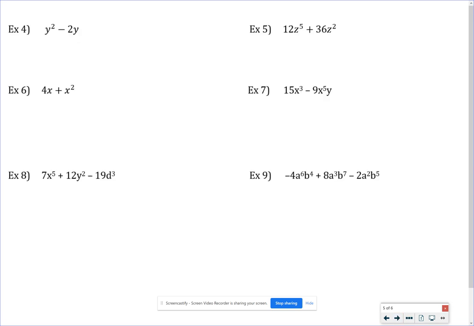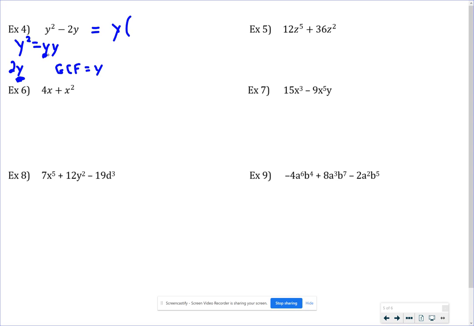Okay, example 4. First step is find your GCF. So I need you to look at the two terms. We have y squared, which is y times y, and we have 2y, which is just 2 times y. What do they have in common? They have a factor of y in common. So our GCF is y.